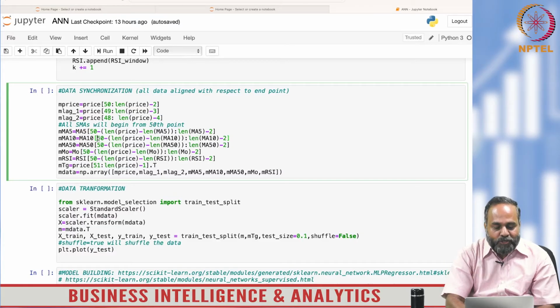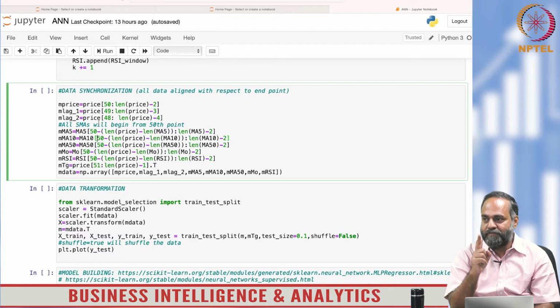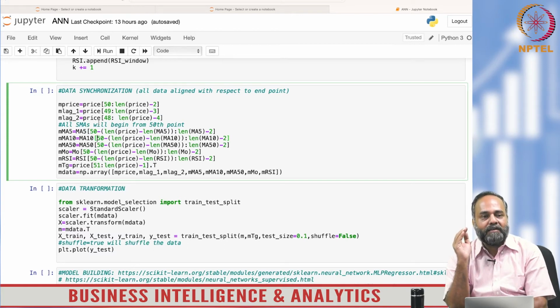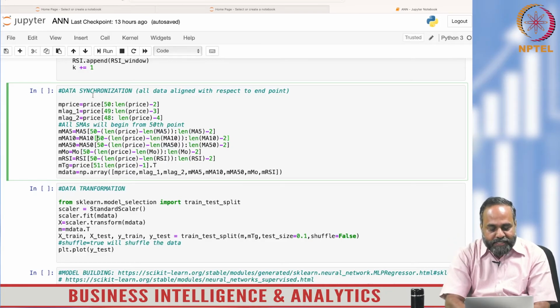But you can see also that I am using lags of the series. We found that lags also inform modeling. My starting point is the price. M price is the starting series, the original series, which starts at the 50th point. I use lag 1, which will start at the 49th point and end at a point before the end point, and lag 2 will start at the 48th point.